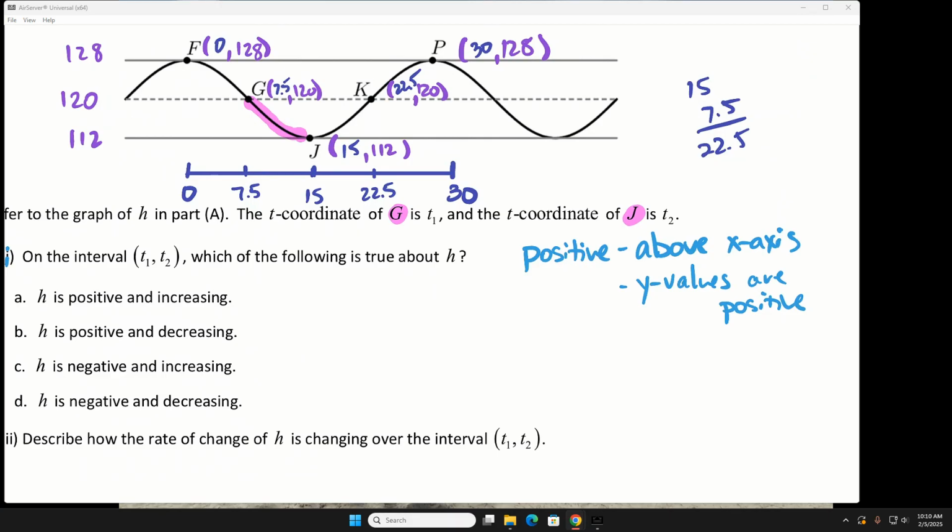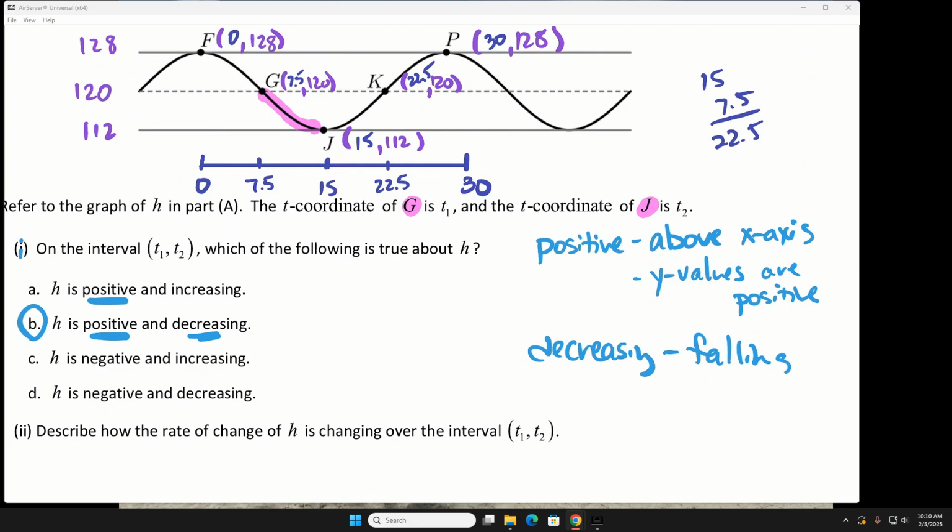So what do you guys think about this one? Positive or negative? All right, so it's definitely going to be either A or B. And then we need to just look at what the graph is actually doing. At that section, is the function increasing or decreasing? Decreasing. So it's B. Decreasing means the graph is falling. All right, so we're decreasing here, here, here, here.